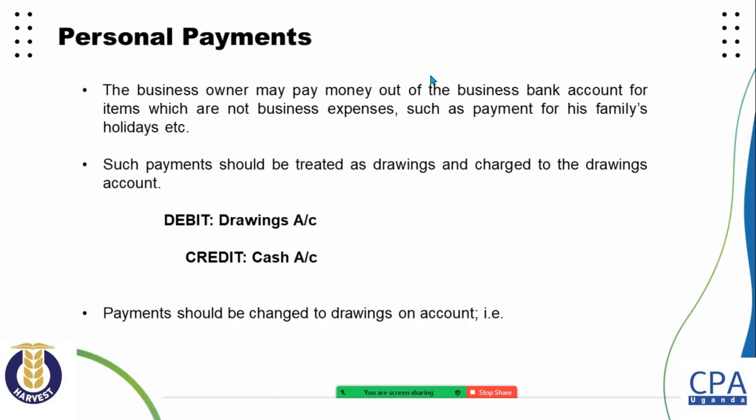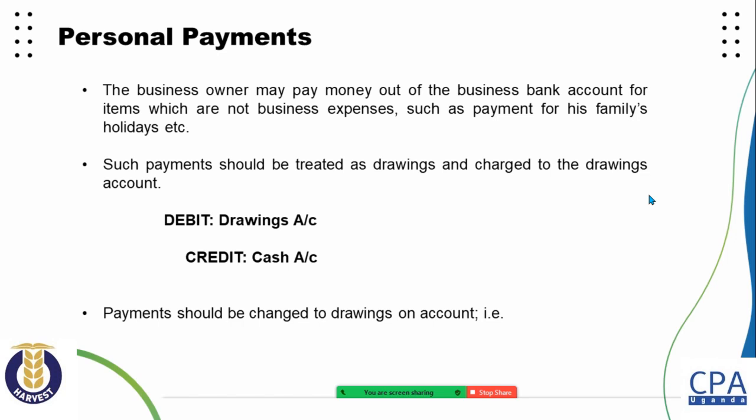Again, as I've mentioned, the business owner may pay money out of the business bank account for items which are not business expenses, such as payment for his family holidays and so on. So we are saying that such payments should be treated as drawings and these should be charged to the drawings account.